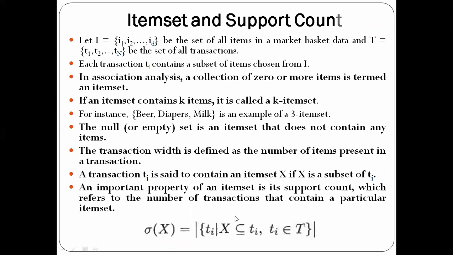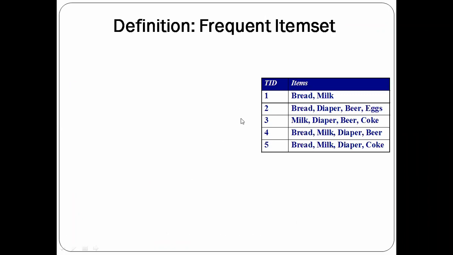I will give you an example, and you will understand it. Just try to remember this formula: sigma of X is equal to the number of transactions, which is mod of Ti. This specifies in how many transactions that item set is present, such that the item set must be a subset of that transaction. If it is present in the transaction, we consider its count as one and include it in the support count. If it is not present, it is considered as zero. And this transaction is a subset of all the transactions, that is capital T. If you look at the example, you will understand it.